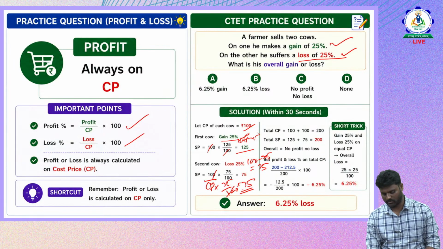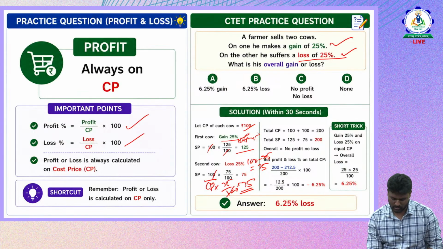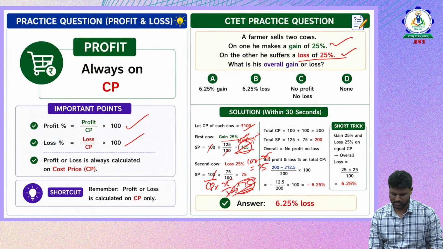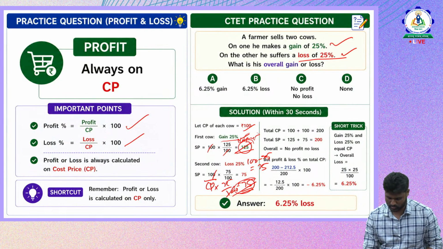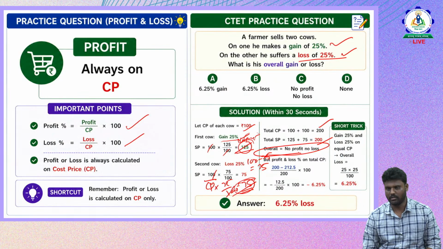Selling price for the second cow is 75 rupees. The first cow he sold for 125 rupees, and the second cow he sold for 70 rupees. So in the first cow he got the gain, in the second cow he got the loss. Now let us see the total cost price for the two cows: 200 rupees, and the total selling price for the two cows is 200 rupees.